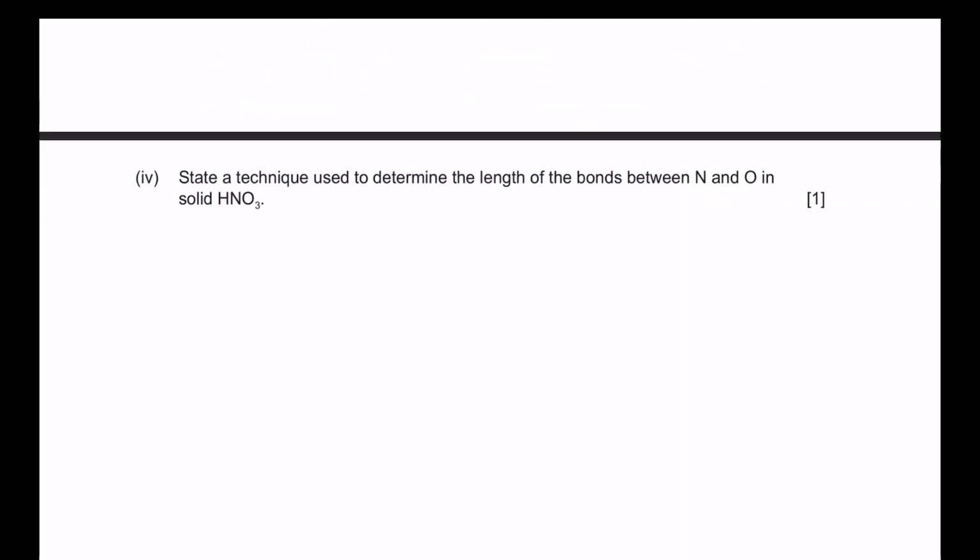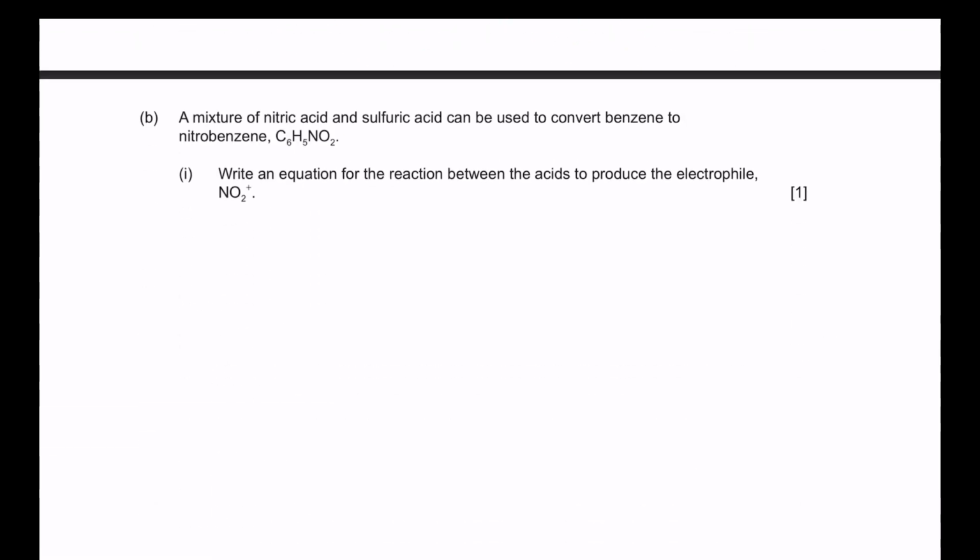State a technique that is used to determine the length of bonds between N and O in solid HNO3. Firstly, we can use X-ray crystallography. That's the method to determine covalent bond lengths. So yeah, then the next part.